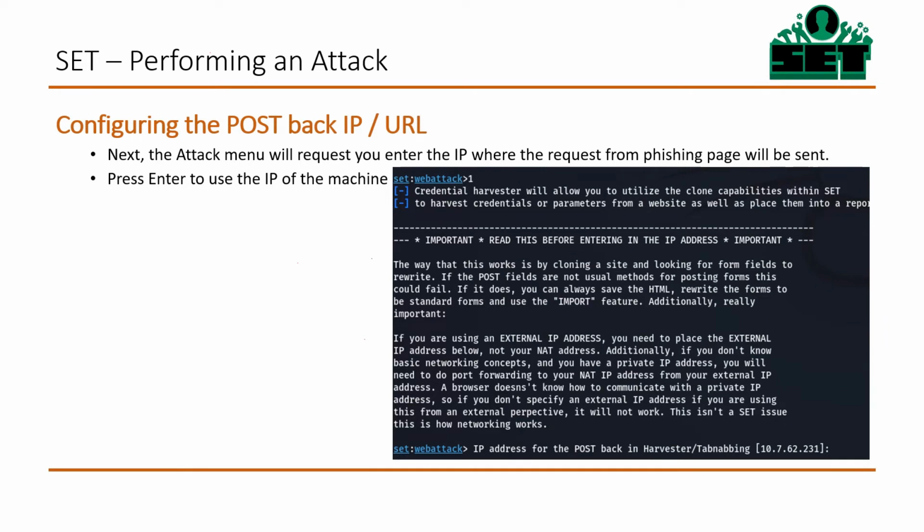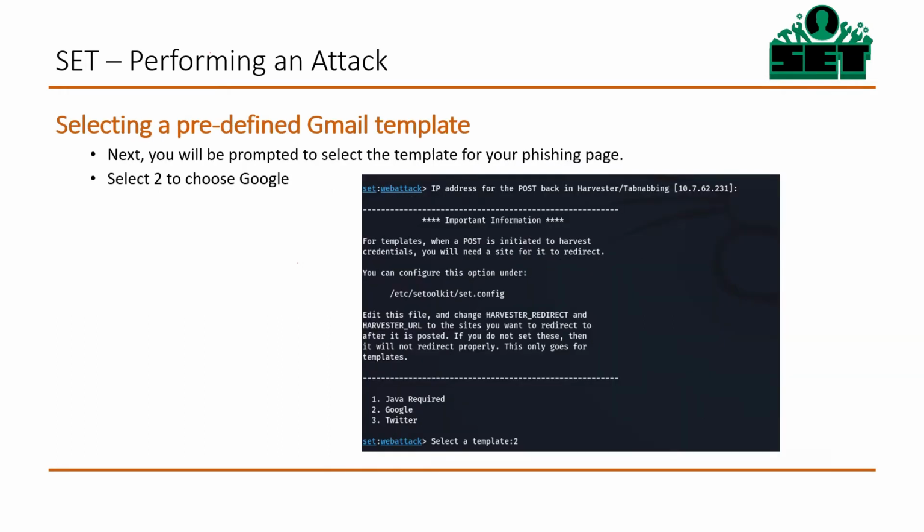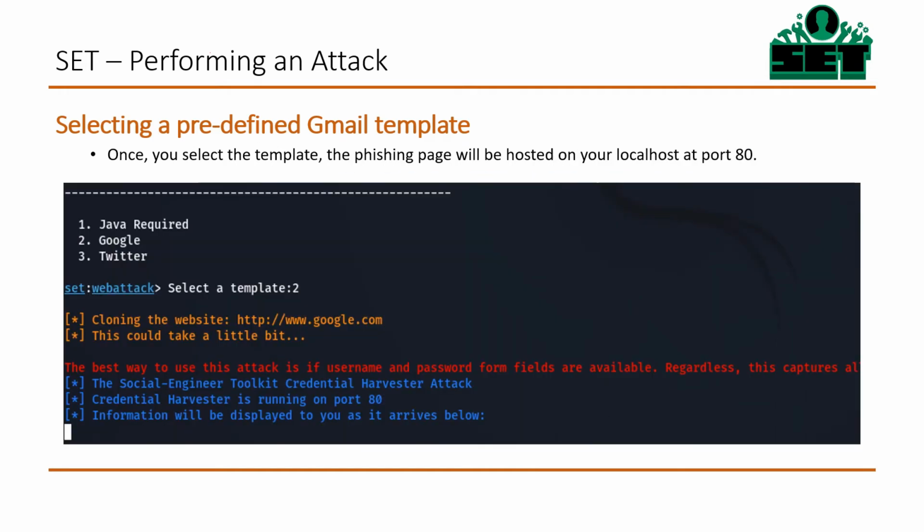Configuring the post back IP URL. Next, the attack menu will request you to enter the IP where requests from the phishing page will be sent. Press enter to use the IP of the machine. Selecting a predefined Gmail template. Next, you will be prompted to select the template for your phishing page. Select 2 to choose Google. Once you select the template, the phishing page will be hosted on your localhost at port 80.